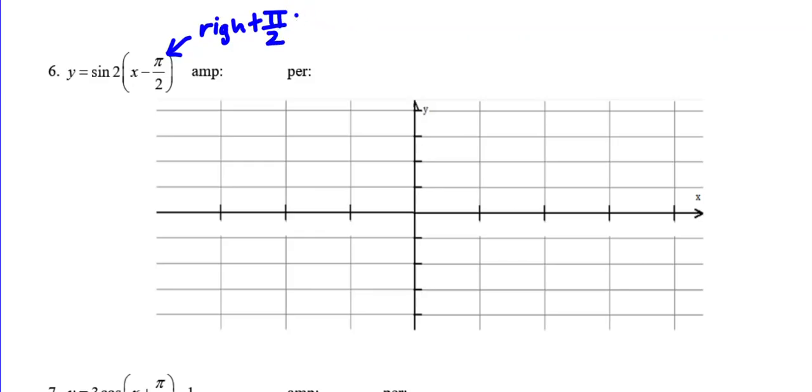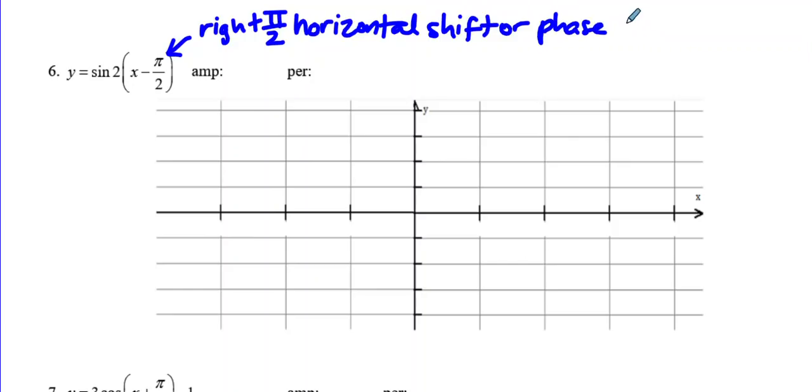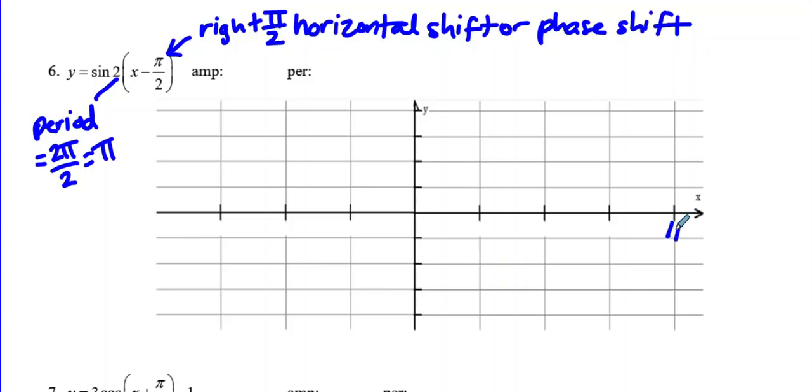And this can be called both a horizontal shift or it can be called a phase shift. The 2 here, you remember, changes the period. So the period is going to be 2 pi divided by the b value, so 2 pi divided by 2, so the period is pi. So I can put pi over here.